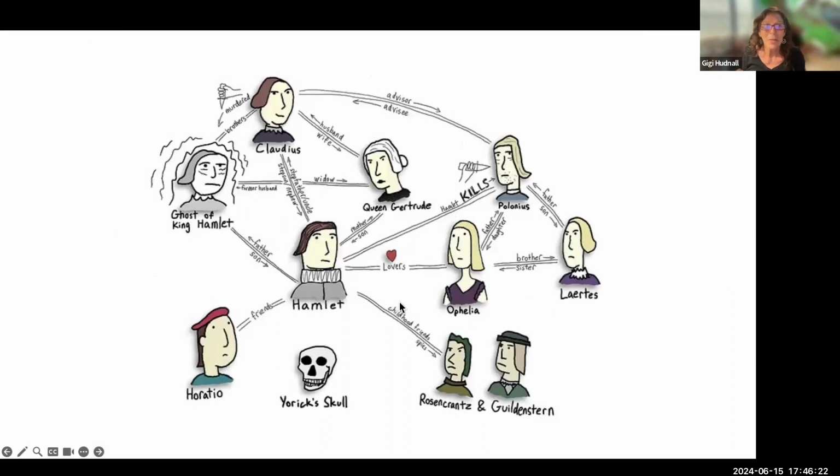And then here's the other little flow chart. Okay, Claudius, the king of Hamlet, was his dad. Now it's his stepfather and his uncle and Queen Gertrude. And okay, so there, and there's Yorick's skull.